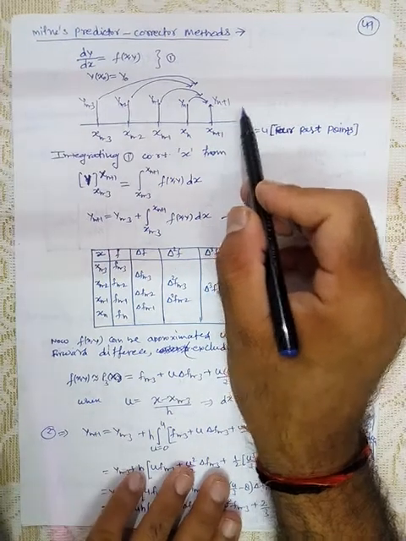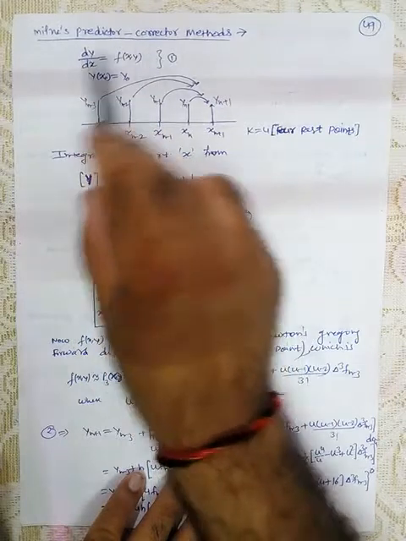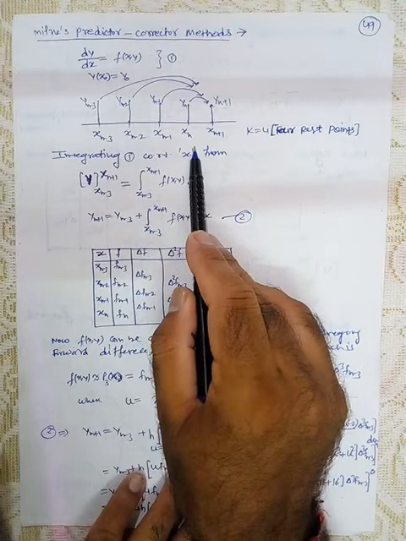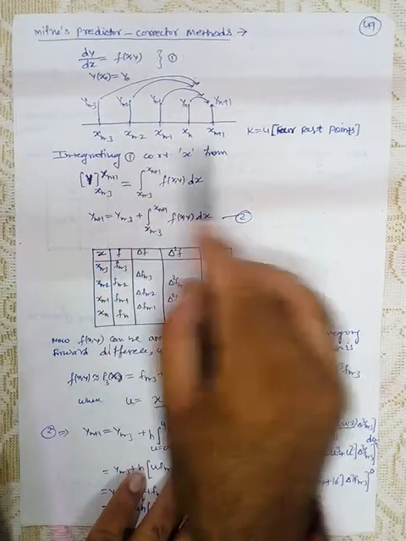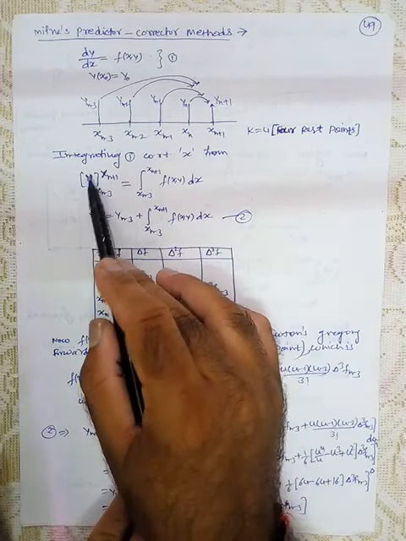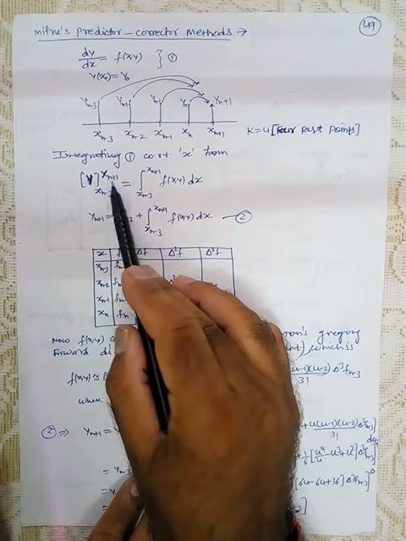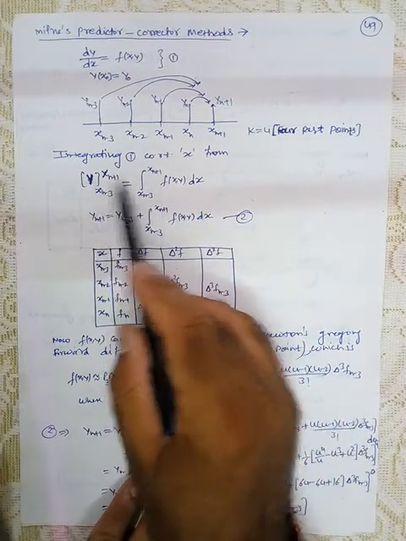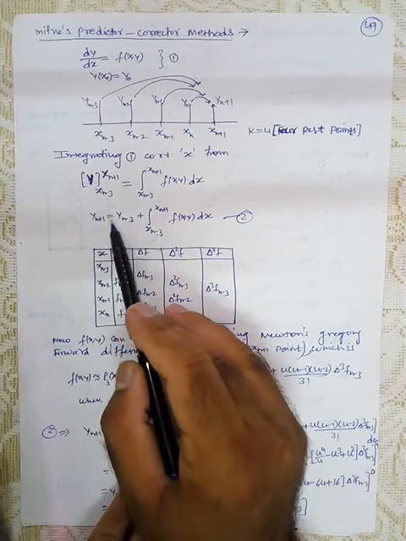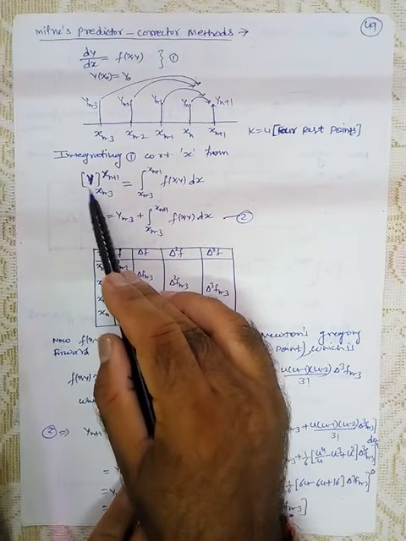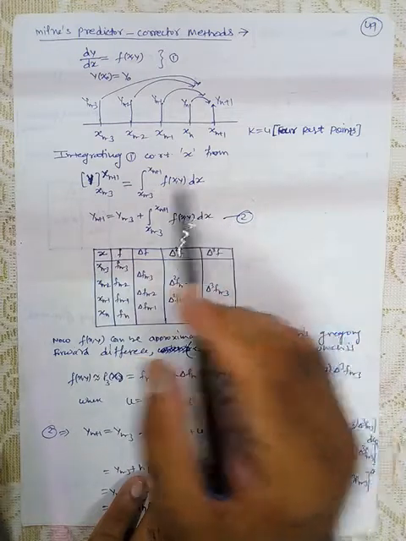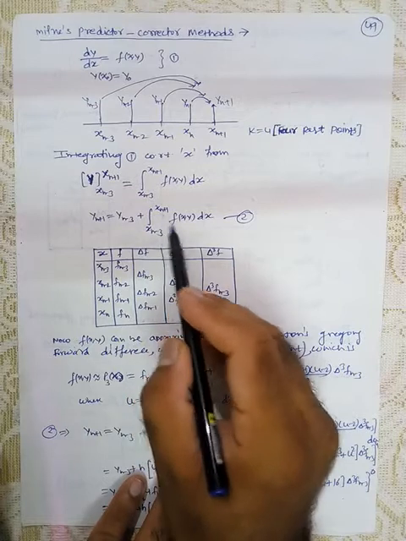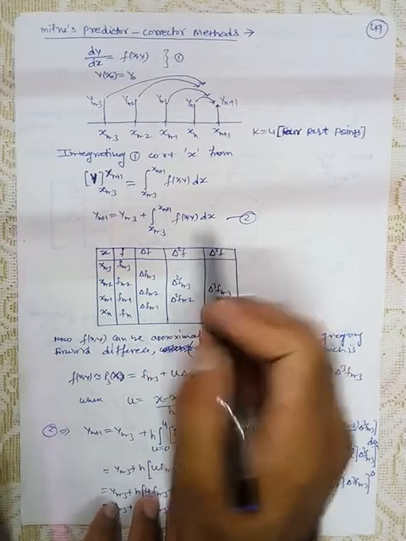Fine. So now to do this, first we will integrate equation number 1 with limits x n minus 3 to x n plus 1. So integrating this equation with limits x n minus 3 to x n plus 1 is equal to the integral from x n minus 3 to x n plus 1 of f of x, y dx. So after simplification we get y n plus 1 is equal to y n minus 3, which will come in the right hand part, plus the integral from x n minus 3 to x n plus 1 of f of x, y dx. So this is equation number 2.